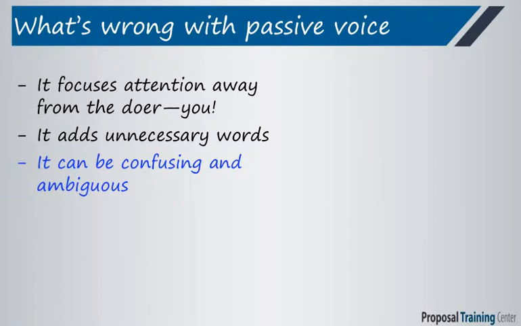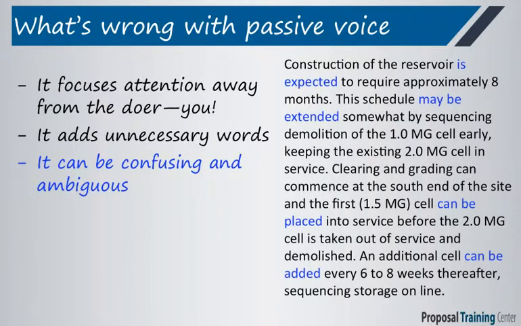Next, passive voice can be confusing and ambiguous. Now take a look at this example. Pause the video and read it to yourself. Did you have trouble getting through it? I did. This is very confusing to read. Now some of it has to do with the fact that we don't know what they're talking about, maybe with 1.0 mg cells, but beyond that, much of why it's hard to read is due to using the passive, not the active voice. Plowing through sentence after sentence of this kind of writing also tires the reader out.